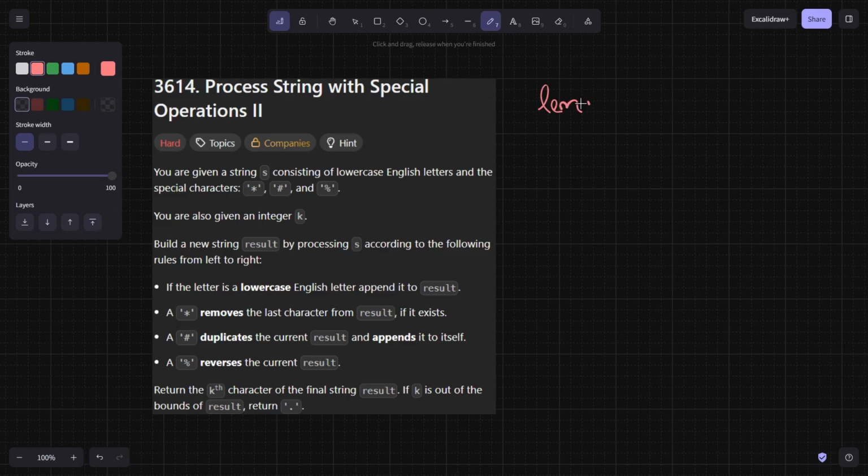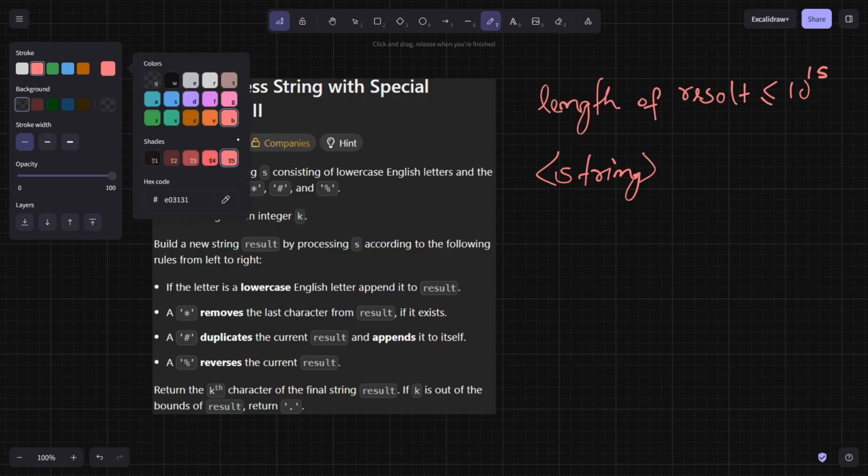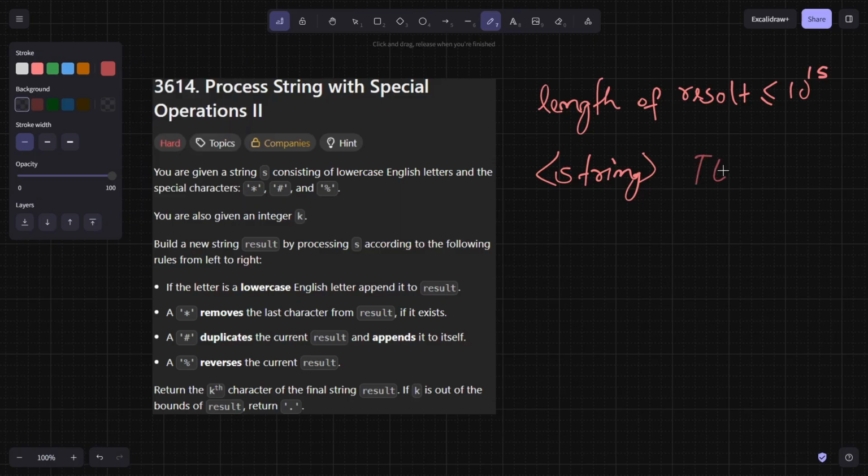Here, the length of the result can go up to 10 to the power 15. So we can't store that in any string data type, that is going to give a time limit exit as well as a space limit exit too. So we can't really store that; we have to return the kth index of the result without making the result.